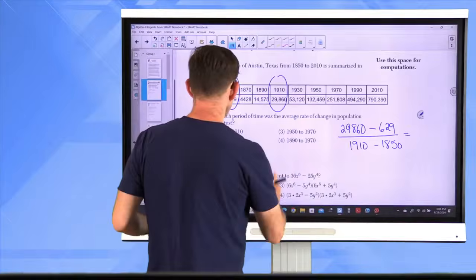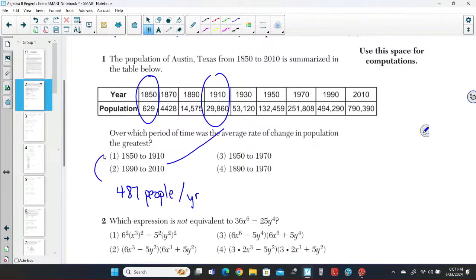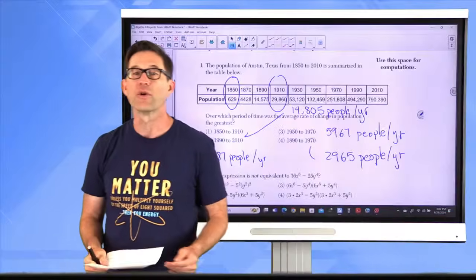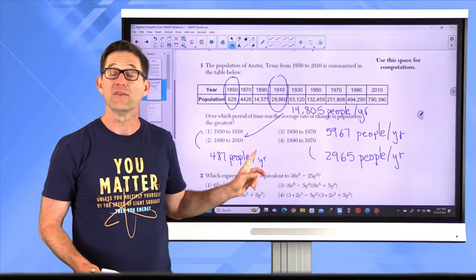It doesn't double, but it gets much larger over a small amount of time, 20 years. So in this interval, if I did this for the rest of these intervals, this particular one has a rate of change of 14,805 people per year. And it's not even close. That one's 14,805, this one's 5,967 people per year, and this one is 2,965 people per year. So if you calculate that average rate of change for each interval, the one that wins hands down is 1990 to 2010.